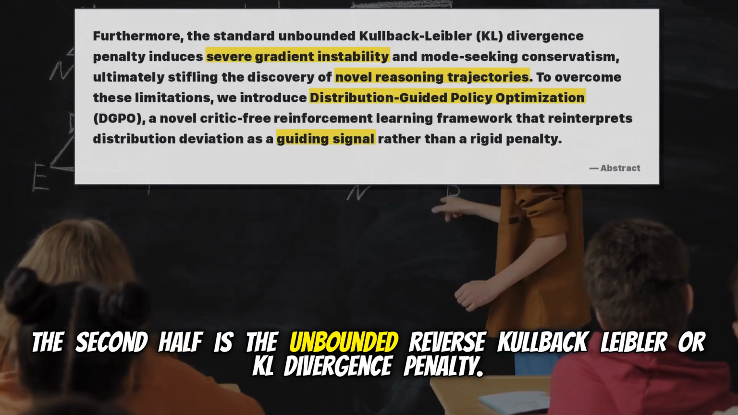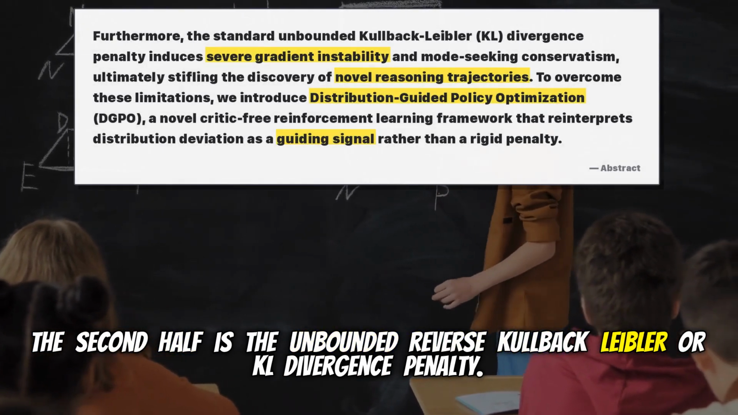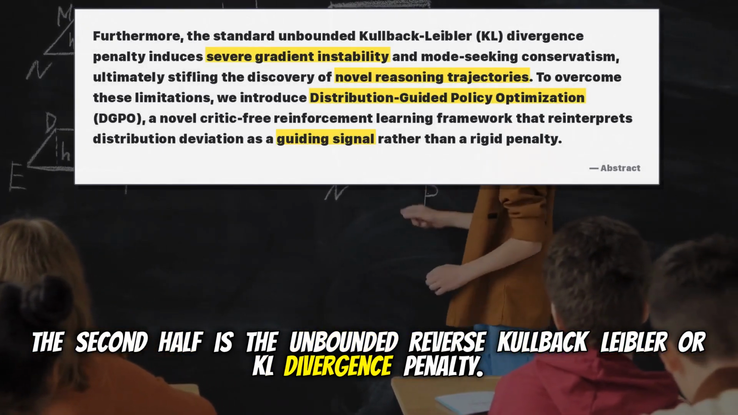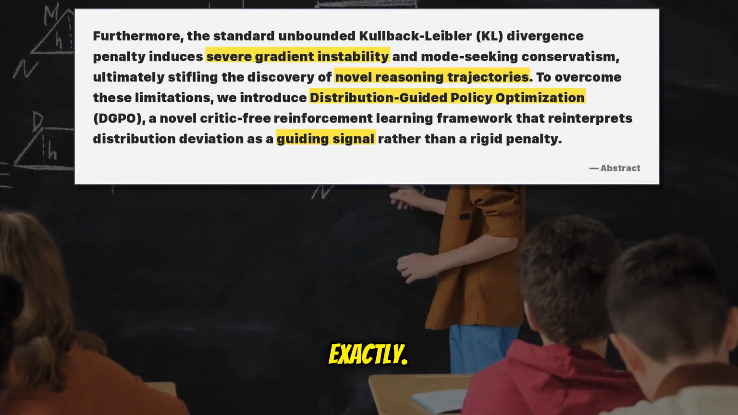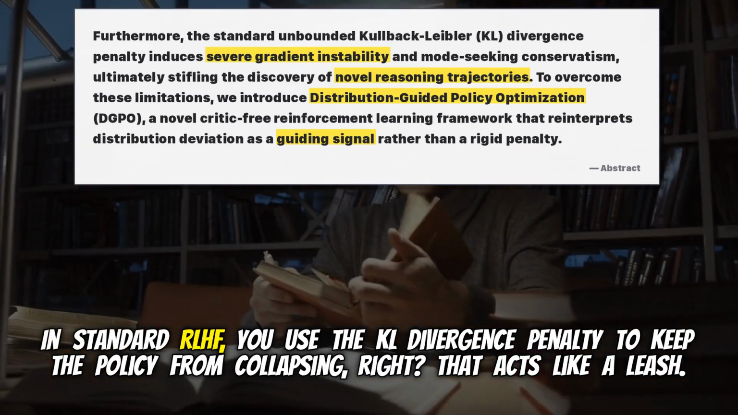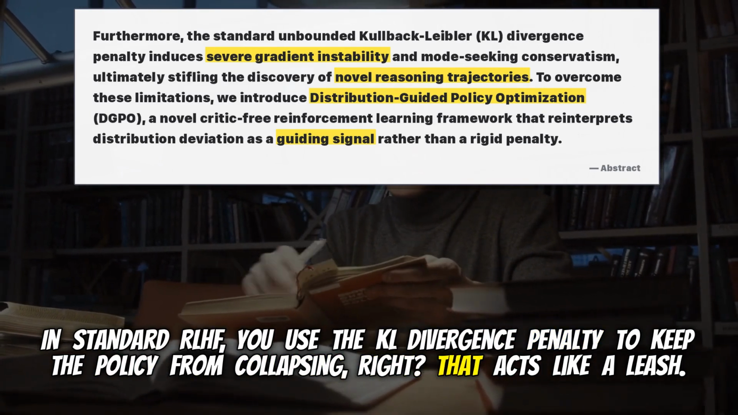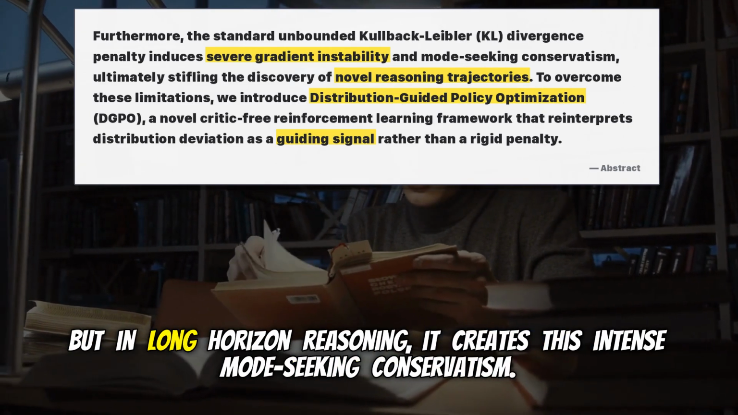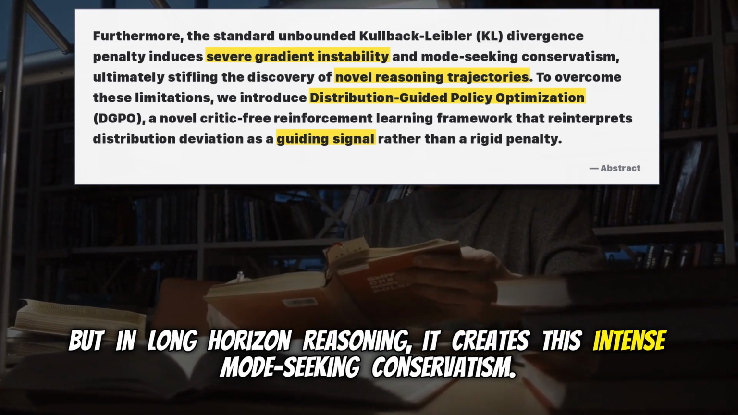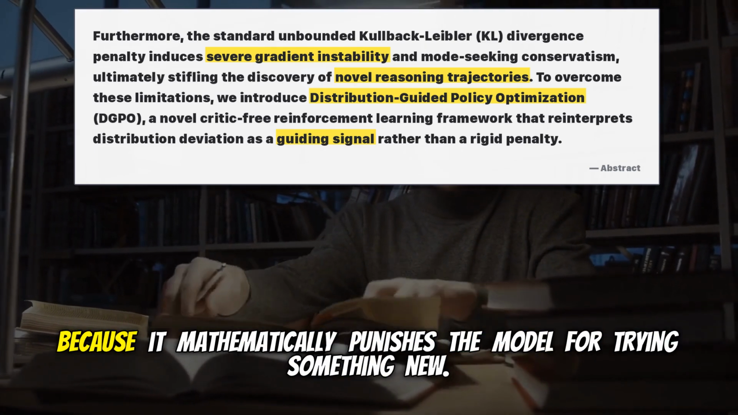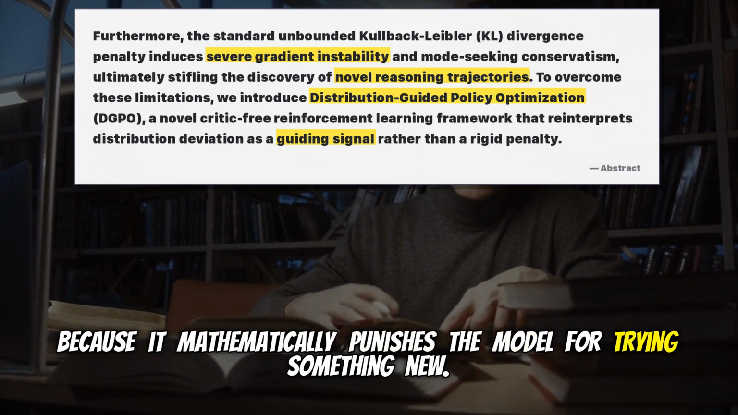The second half is the unbounded reverse Kullback-Leibler, or KL divergence, penalty. Ah, the KL trap. Exactly. In standard RLHF, you use the KL divergence penalty to keep the policy from collapsing, right? It acts like a leash. But in long-horizon reasoning, it creates this intense mode-seeking conservatism. Because it mathematically punishes the model for trying something new.